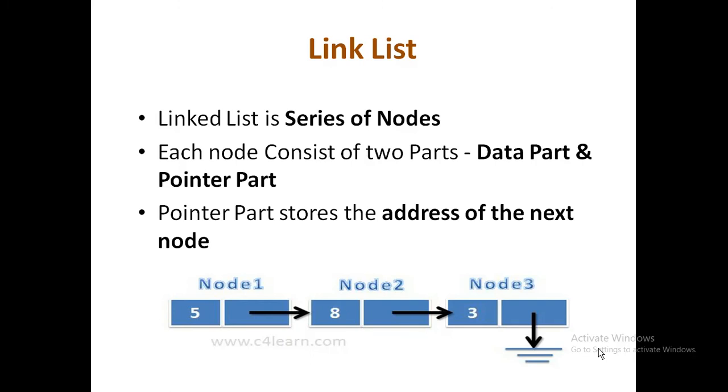So here there is one more pictorial representation of linked list where three nodes are connected. Each node is having a data part as well as an address part. Address part stores the pointer.